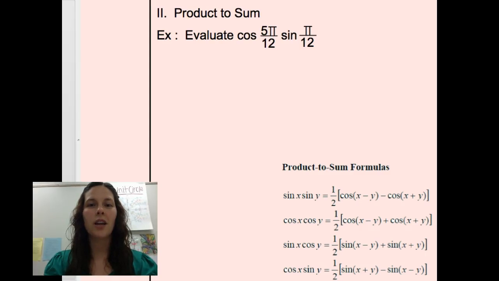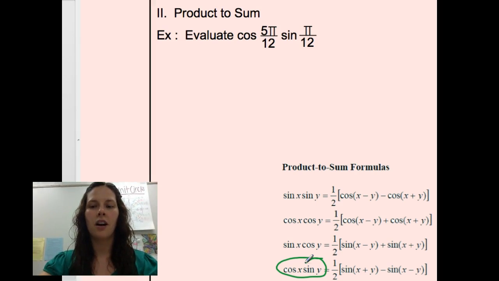Next, we're going to take a look at product to sum formulas. So what that means is we're starting out as a product or multiplication, and we're going to change it into a sum or an addition question. So we've got cosine of 5 pi over 12 times sine of pi over 12. So we're going to take a look at all of our product to sum formulas, and we have cosine times sine. So we're going to use this last formula in our list.